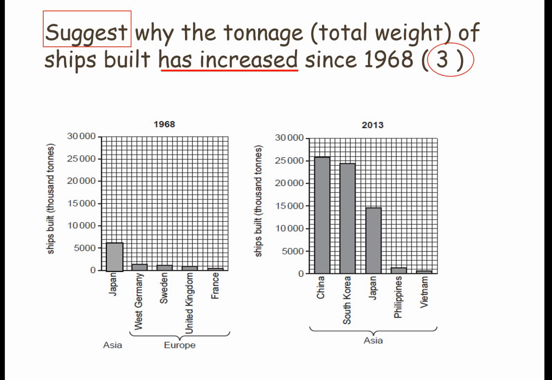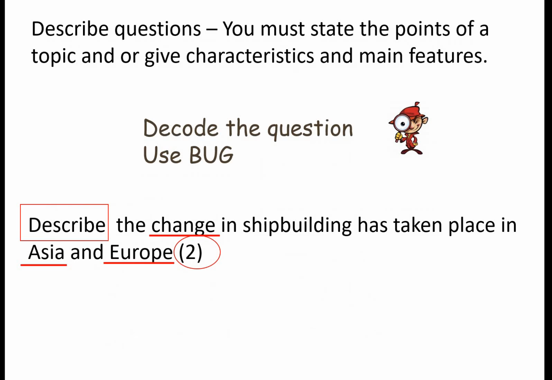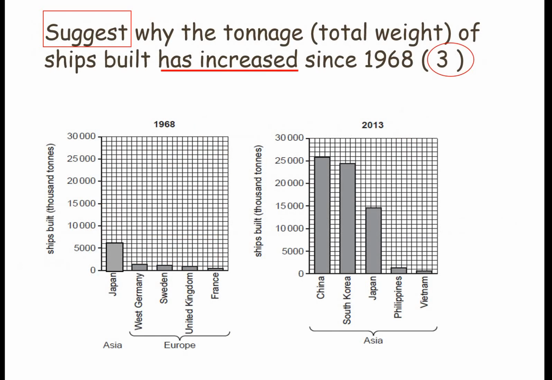The second one. This is a suggest question. Suggest why the tonnage, the total weight of ships, has increased since 1968. So the describe question gets you to just describe what's taking place. Easy 2-mark question. And then they suggest why. So not so much an explain question because you have to be accurate, but suggest is making an educated assumption based on what we know.